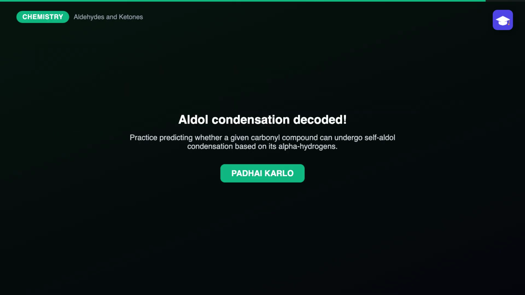That's aldol condensation. Keep the alpha hydrogen prerequisite and the addition then dehydration sequence sharp. They're the foundation for this entire reaction family.